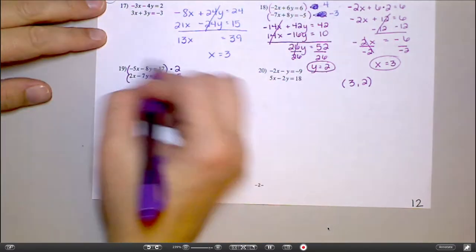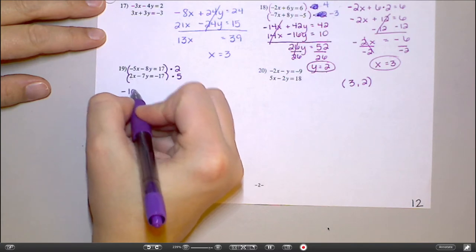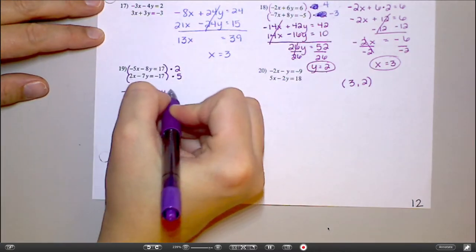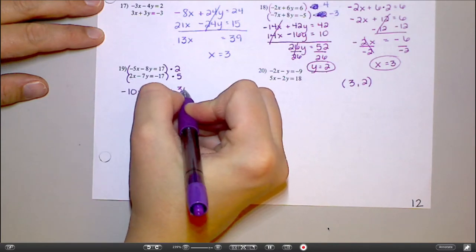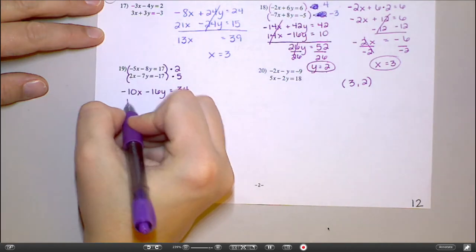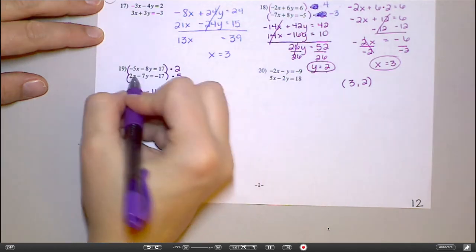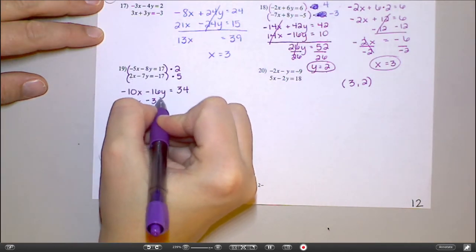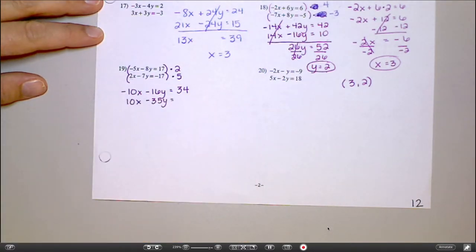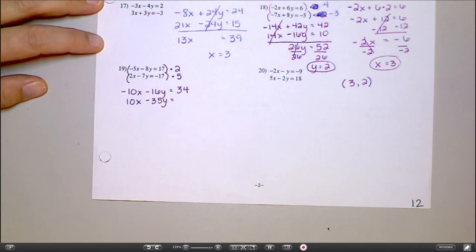So let's see, on the top I would get negative 10x minus 16y equals 34. On the bottom, 5 times 2 is 10x. 5 times negative 7 is negative 35y. And 5 times negative 17 is negative 85. Is that right?